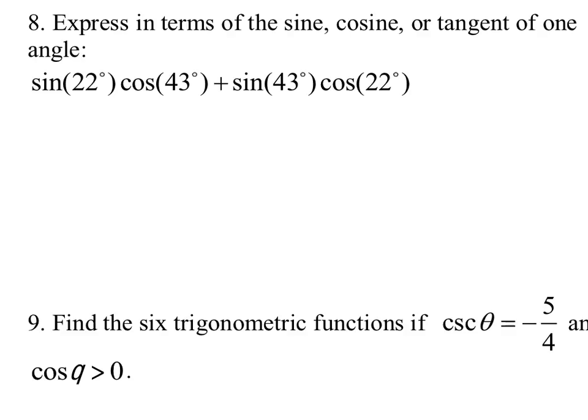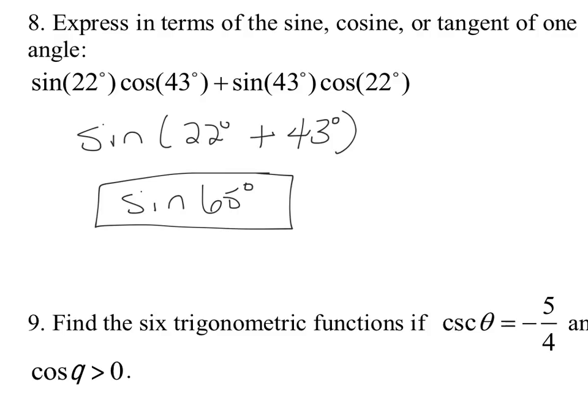All right, for problem number 8, we're just simply rewriting this expression so that it's expressed as one angle. And this is really simple since this is a sine cosine plus a sine cosine. It's very easy to combine these. Since we're using the sum and difference formula for sines, we're going to be using sine of alpha plus beta. So we're going to go ahead and write that down.